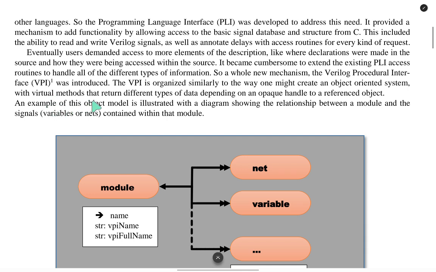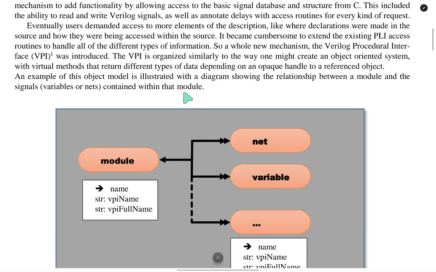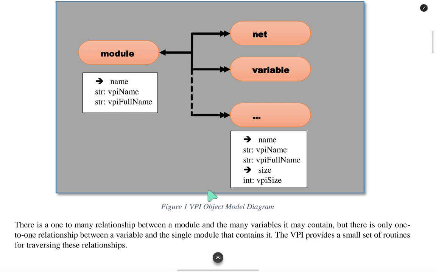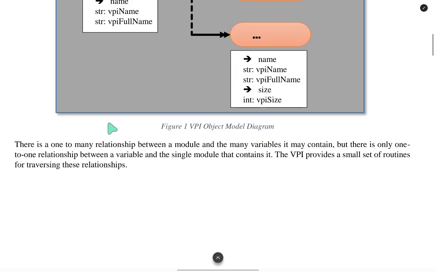An example of this object model is illustrated with a diagram showing the relationship between the module and the signal variables or nets contained within that module. Figure 1, VPI object model diagram. There is a one-to-many relationship between a module and the many variables it may contain, but there is only a one-to-one relationship between a variable and the module that contains it. The VPI provides a small set of routines for traversing these relationships.